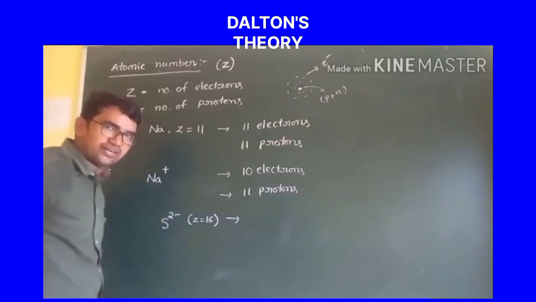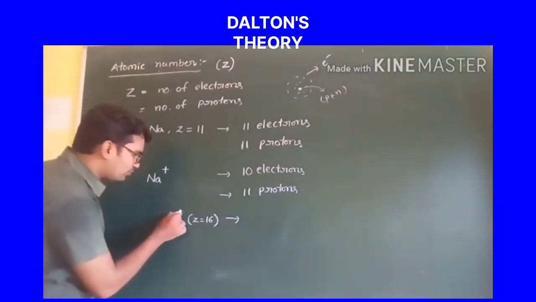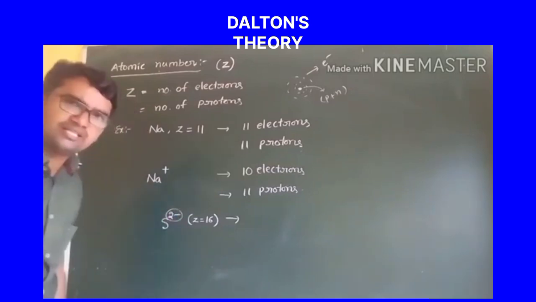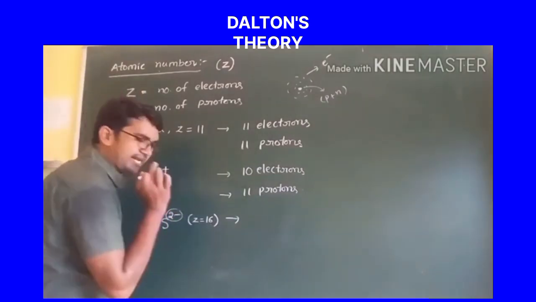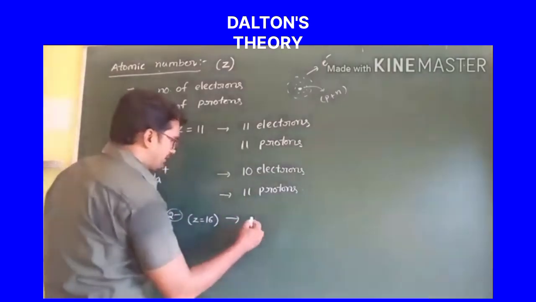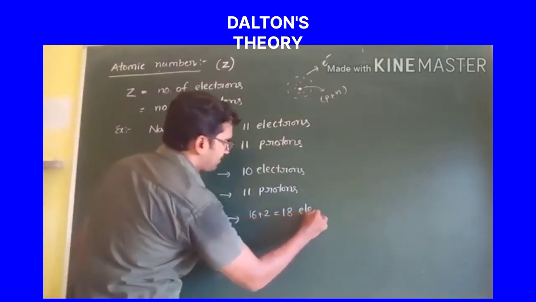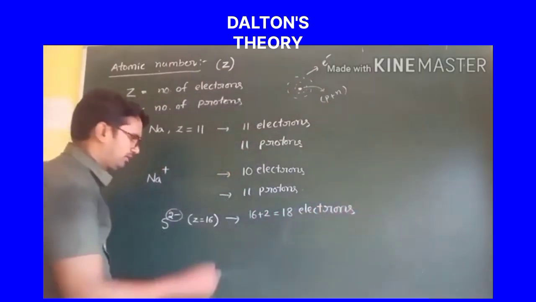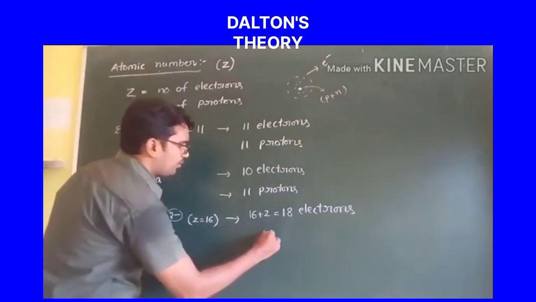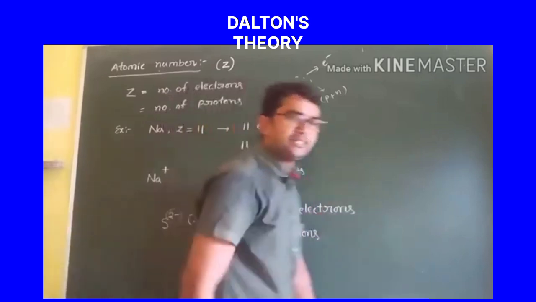But it is not sulfur. It is the sulfide ion, S2 minus. If 2 minus, it means minus 2 is present, and minus means addition. So 2 more electrons are added. Initially 16 electrons are present, 2 more electrons are added, so 16 plus 2, that is 18 electrons are present in the S2 minus ion. But how many protons are present? Only 16 protons are present. Do you understand this point?